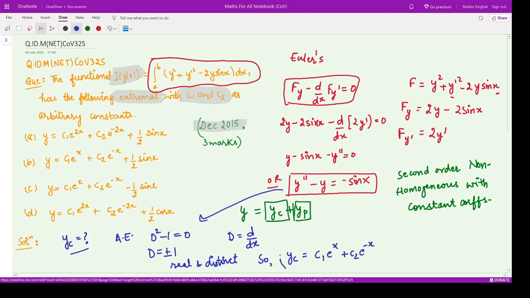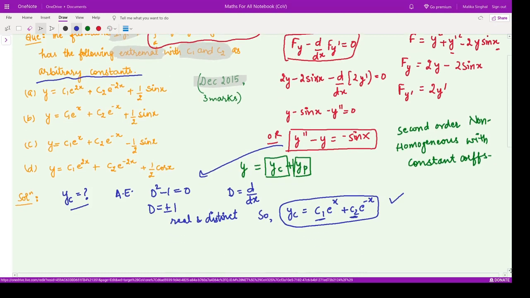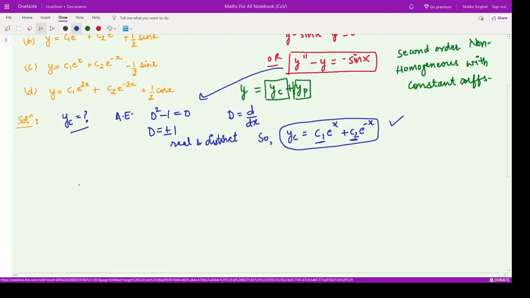If you do not remember this form, you just have to go back to the theory of ordinary differential equations. So, here c1 and c2 are constants and these are arbitrary in this case, right. So, this is our yc. Next, let us calculate yp. There are several methods to calculate the particular solution, like the method of undetermined coefficients or the variation of parameters. In this case, I am using the direct method.